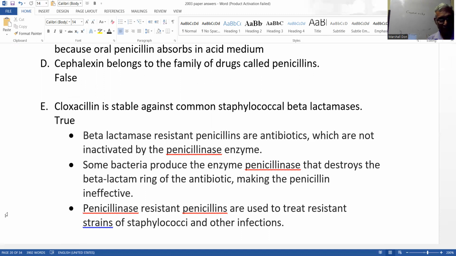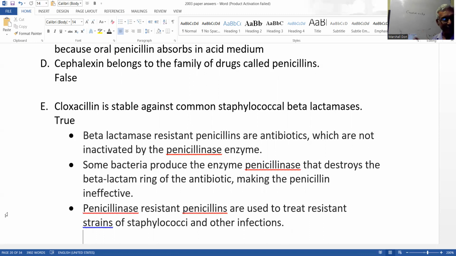Now I have no time to explain everything, but one thing I can tell you, not like other penicillin group antibiotics, it is beta-lactamase resistant. What is beta-lactamase? Who produces it? Beta-lactamase is produced by bacteria. Penicillin is coming to attack them. So beta-lactamase is produced by bacteria for their protection.